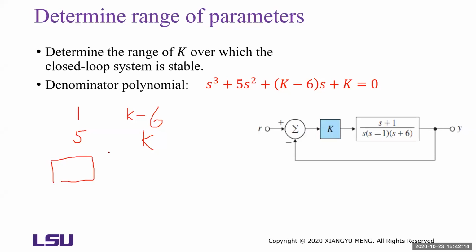Minus 6 minus K over 5. Yeah, 5K minus 30 minus K would be 4K minus 30, over 5, and divide by 5. This times together minus K, 4K minus 30 over 5 divided by 5. So we can put 0 here. So what's this element?